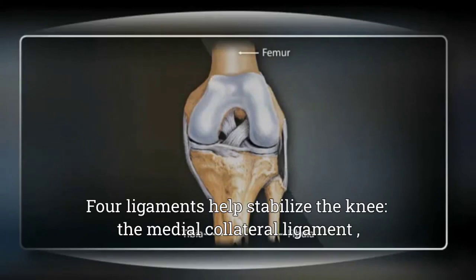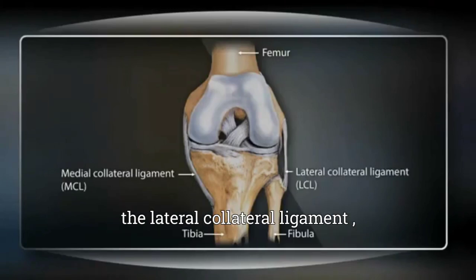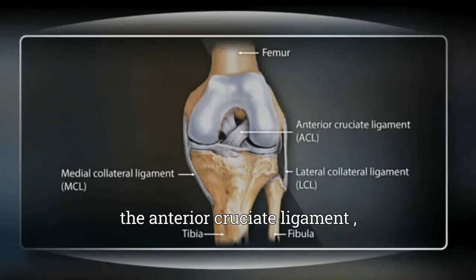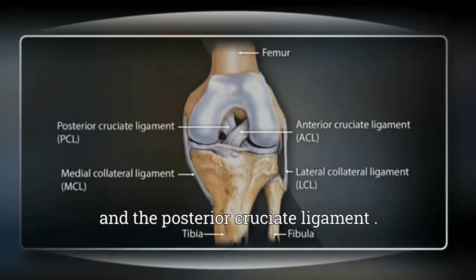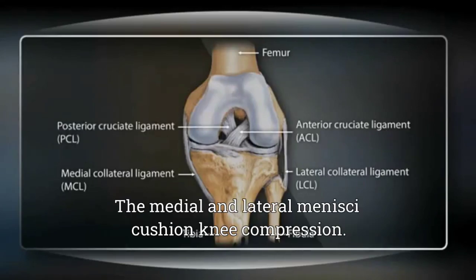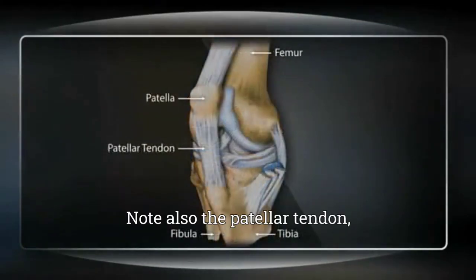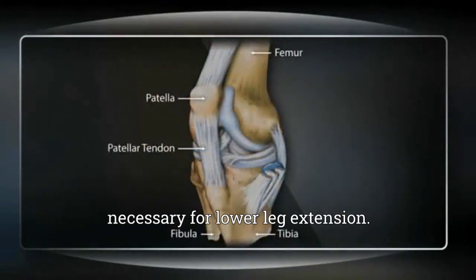4 ligaments help stabilize the knee: the medial collateral ligament, MCL, the lateral collateral ligament, LCL, the anterior cruciate ligament, ACL, and the posterior cruciate ligament, PCL. The medial and lateral menisci cushion knee compression. Note also the patellar tendon, necessary for lower leg extension.